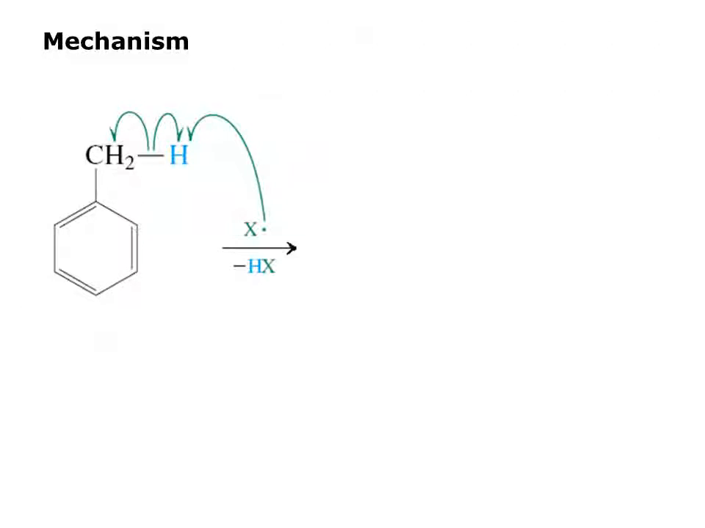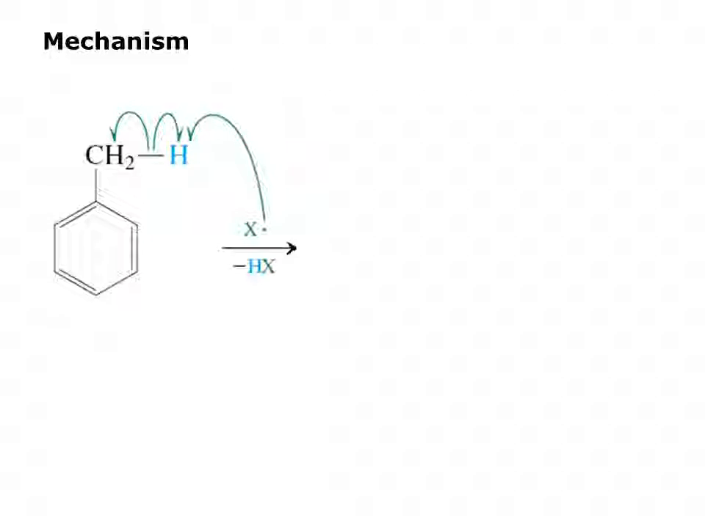Remember, for free radicals, all our arrows for this part are going to be drawn with a half arrow, also known as a fishhook arrow, because it's tracking single electrons, no longer electron pairs. So here I've already generated the halogen free radical. It's going to come react, pull off that hydrogen, creating a molecule of acid and a carbon radical.